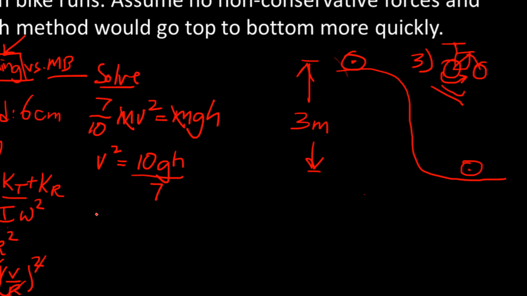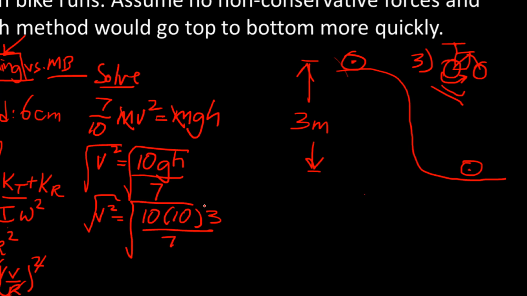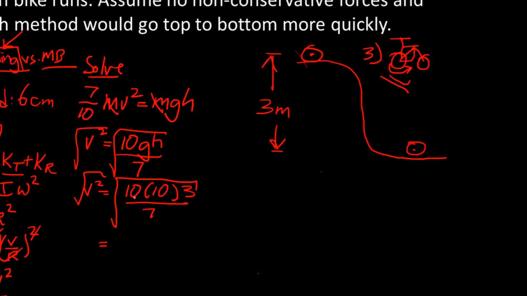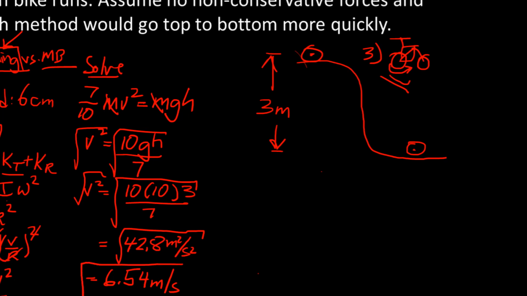Let's substitute some numbers in here. V squared is equal to 10, height 3, over 7. Let's take the square root of that. 10 times 10 is 100, times 3 is 300, divided by 7. That's 42.8 meters squared over seconds squared. We'll take the square root of that. A little more than 6, a little less than 7, 6.54 meters per second. That's our velocity at the bottom of that hill.